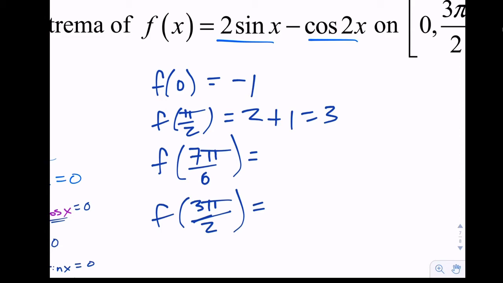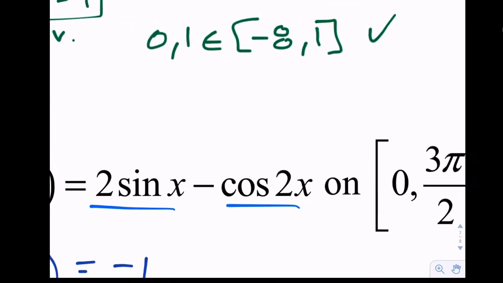Next one, 7 pi 6. Sine of 7 pi 6 is negative 1/2 times 2 is negative 1. Cosine of, this one's funky. 2 times 7 pi 6 is 14 pi 6 or 7 pi thirds. So I have cosine of 7 pi thirds.